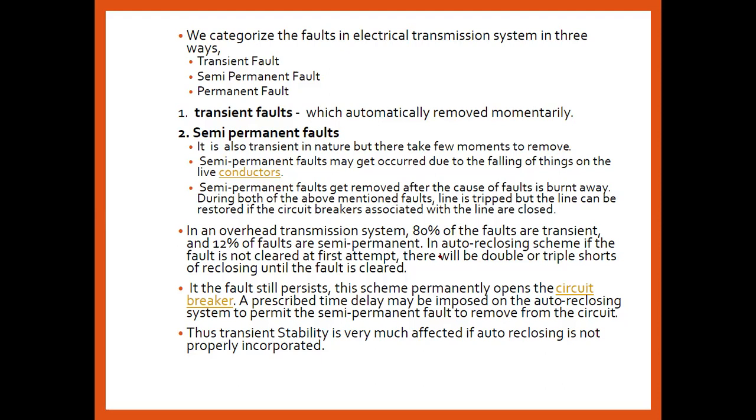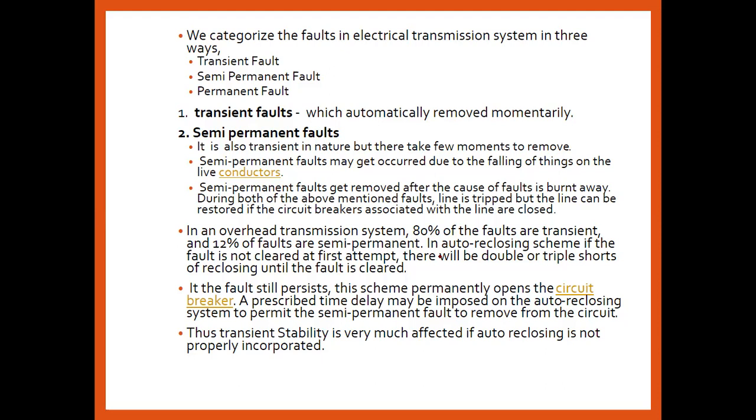During both of these faults the line is tripped, but the line can be restored if the circuit breakers associated with the line are closed. That means we have to reclose the circuit breaker after a particular time, for a semi-permanent or transient fault. In overhead transmission lines, 80% of faults are transient and 12% are semi-permanent, because unwanted things generally fall on the transmission line. The auto reclosing scheme generally does not clear on the first attempt, so it makes double or triple shots of reclosing until the fault clears. If the fault still persists and we get a trip signal on reclosing the circuit breaker, then it is called a permanent fault.